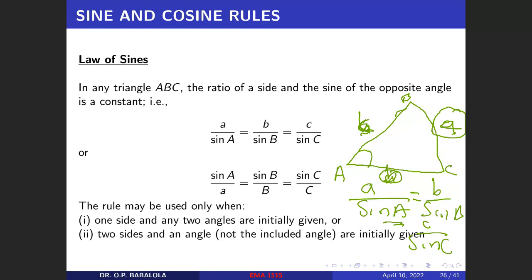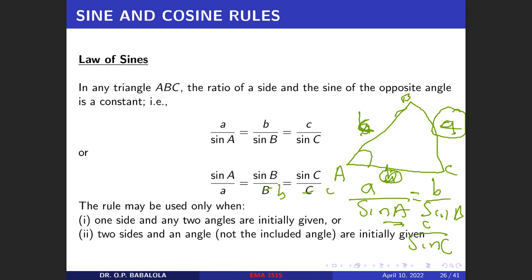Or you can put it the other way around. Sorry, these are small letters. These are not correct. These are A, that means B, B, and C. Sorry about that. Please correct this in your notes. Sine A over A, sine B over B, sine C over C.